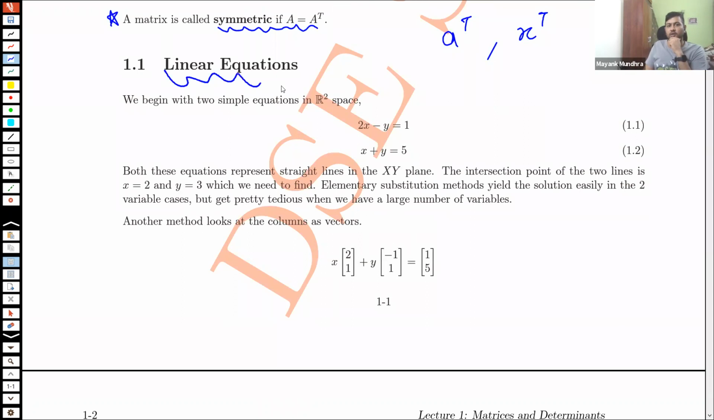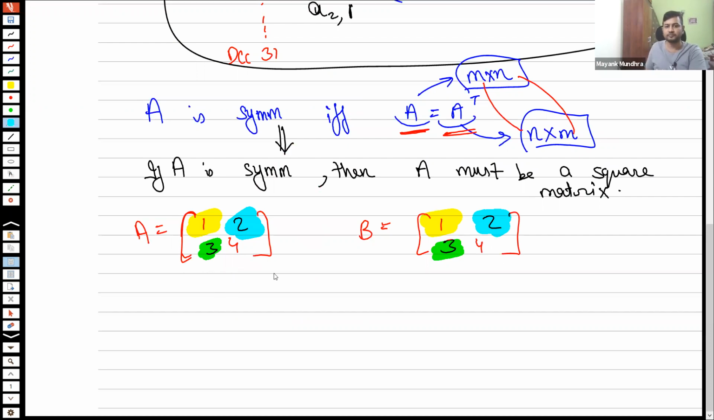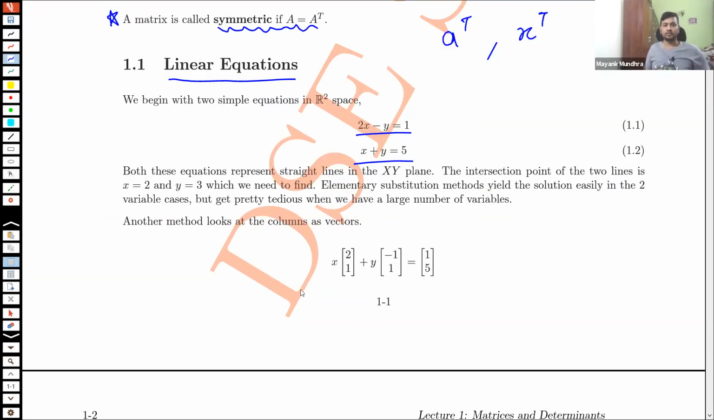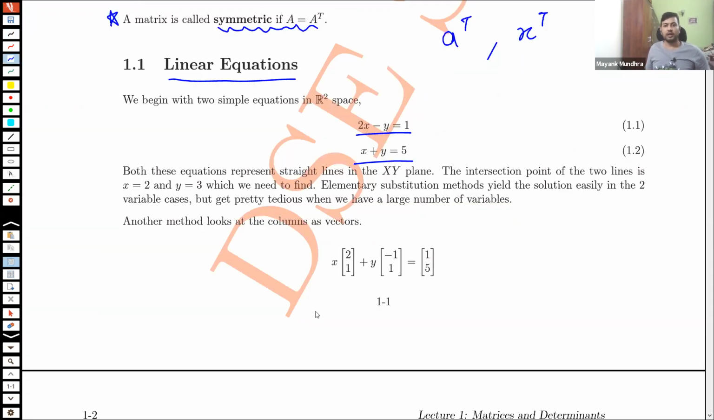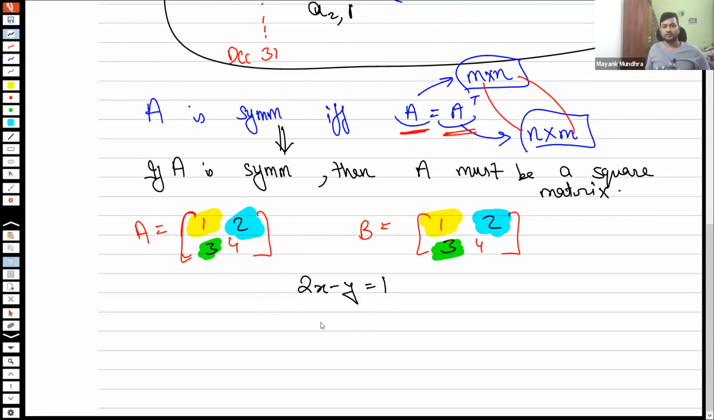All right, now the most important role of matrices in math is going to be solving linear equations. So let's look at how we use matrices to solve linear equations. Let's start with some simple equations: 2x minus y equals 1, and x plus y equals 5.